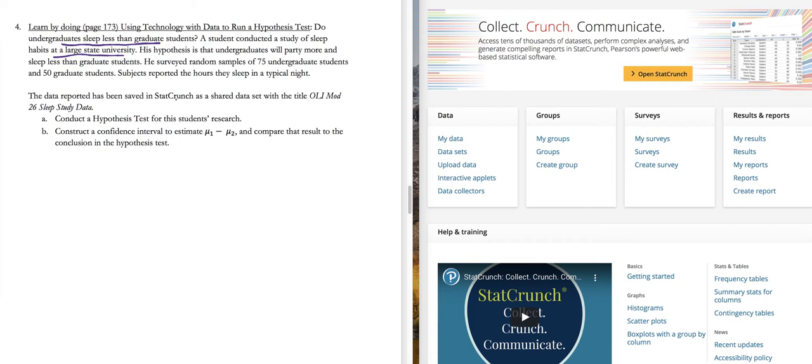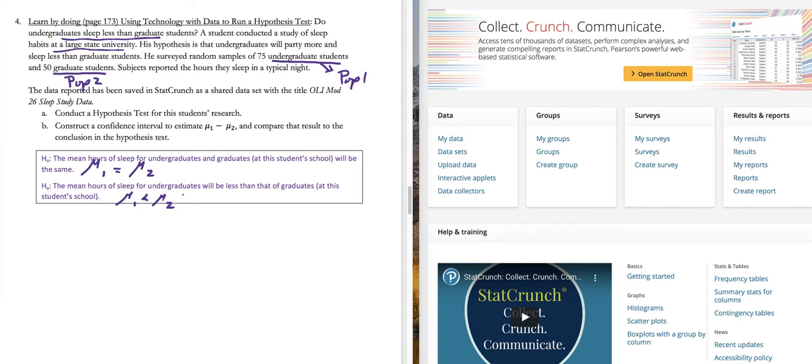All right, so while you're in OLI, you'll see that this data is in there, but I went ahead and loaded this data into StatCrunch for us. Before we look at the data, though, we can go ahead and do step one of our hypothesis testing, which is to lay out our null and our alternate hypotheses. So please pause your video, see if you can come up with those statements, and then check back in.